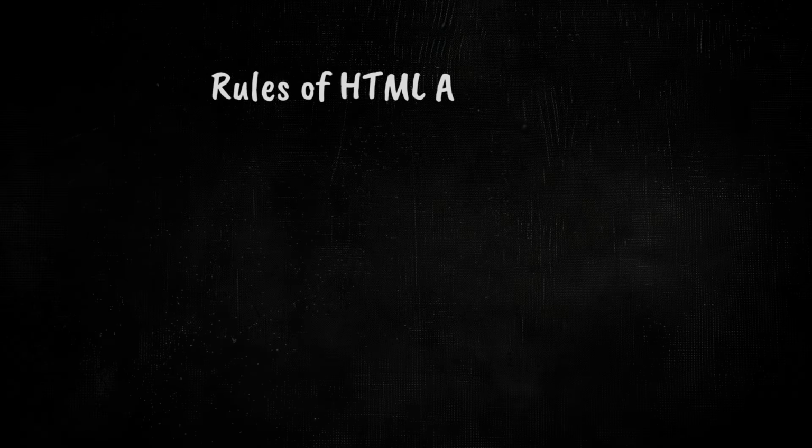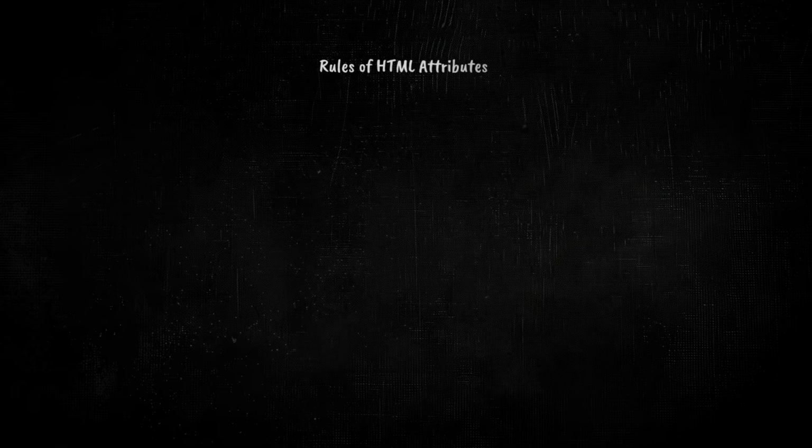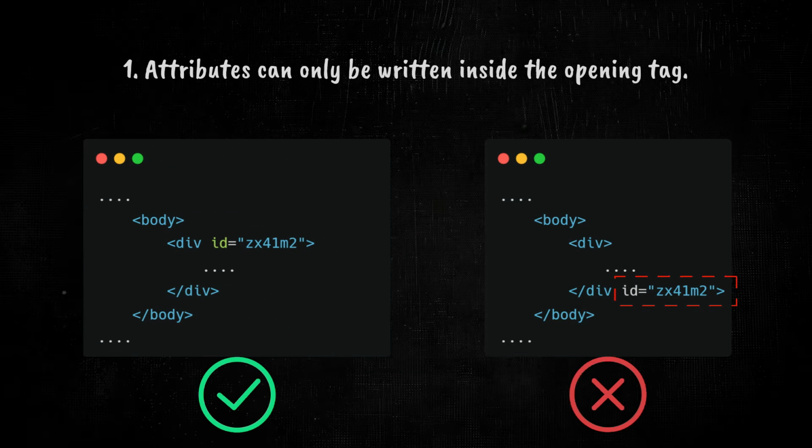Now let's quickly understand a few important rules about attributes. Rule number 1. Attributes are always written inside the opening tag only. You cannot write them in the closing tag.